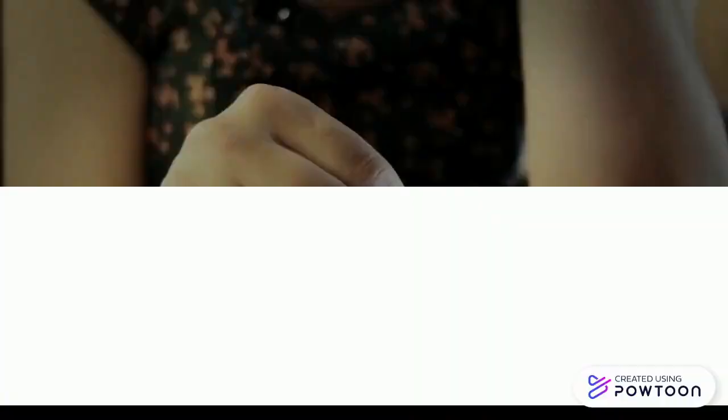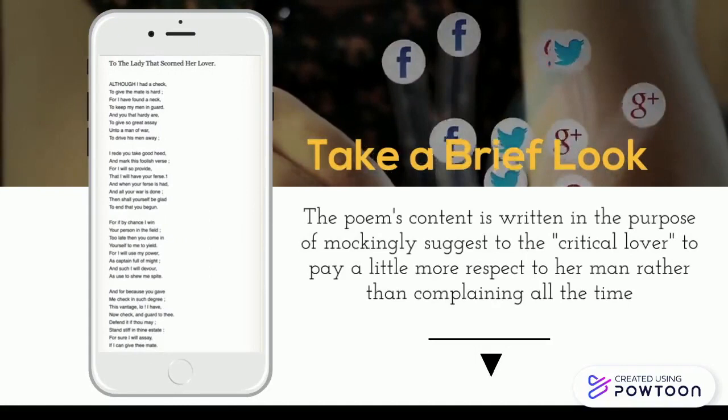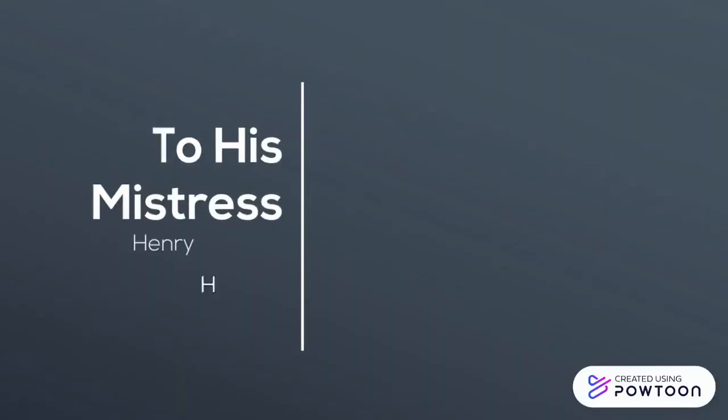The poem was written as the confession of a man to his mistress in the desire for respect. Much like a letter, the man reveals his feelings explicitly and commandingly.